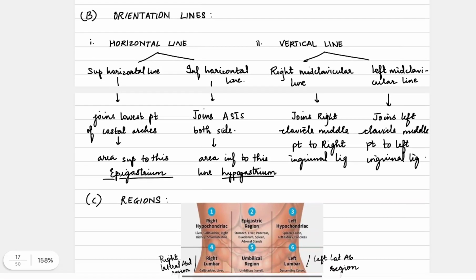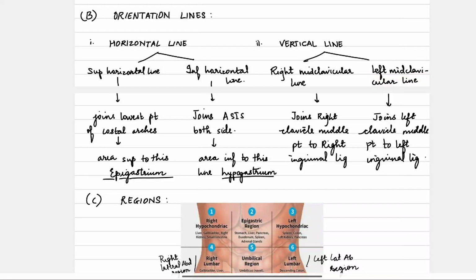Now, what are the orientations on this abdominal wall? There are two orientations. One is horizontal and another is vertical. Horizontal is the superior horizontal and inferior horizontal, and vertical is the right mid-clavicular and left mid-clavicular.